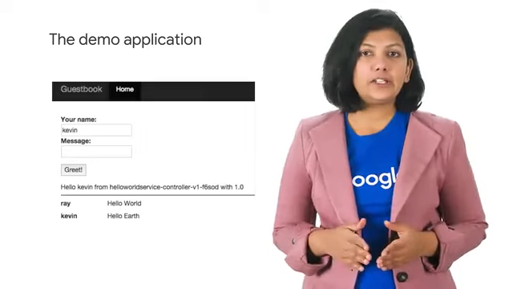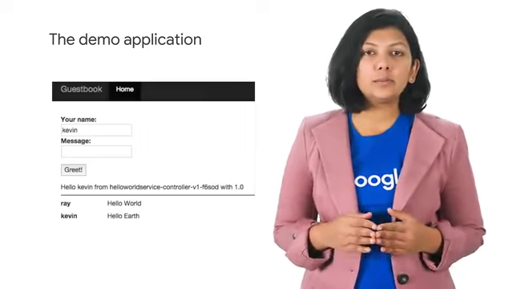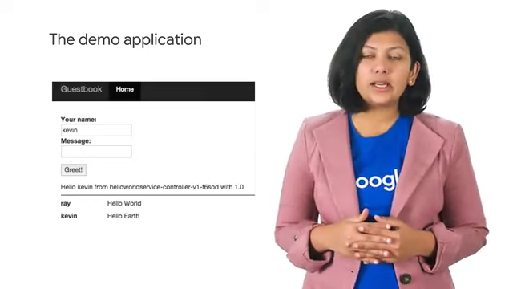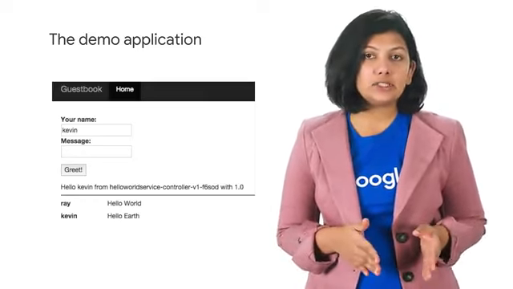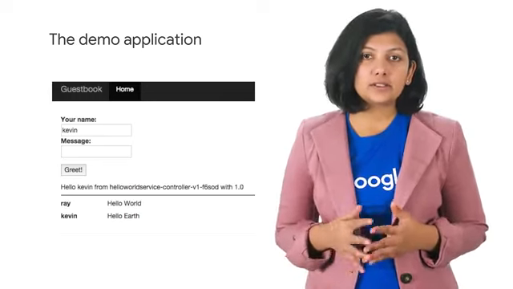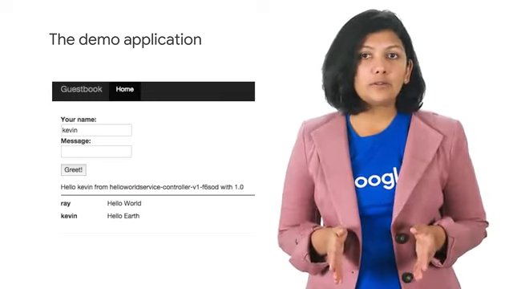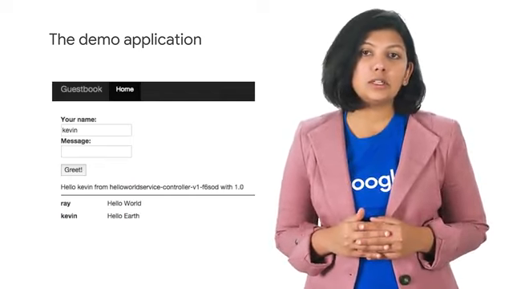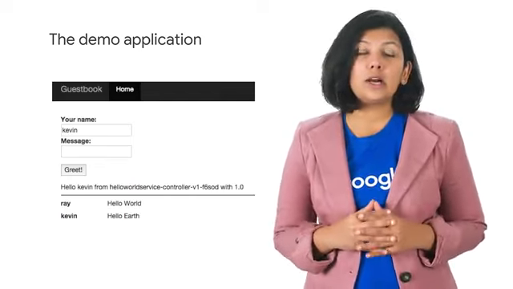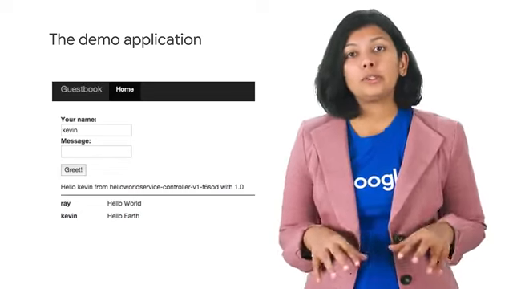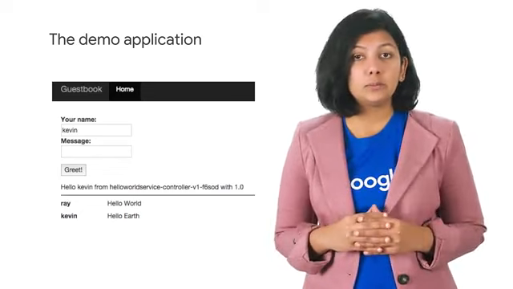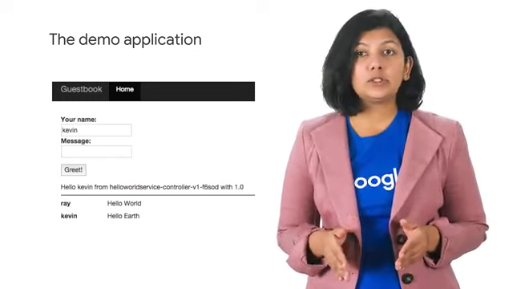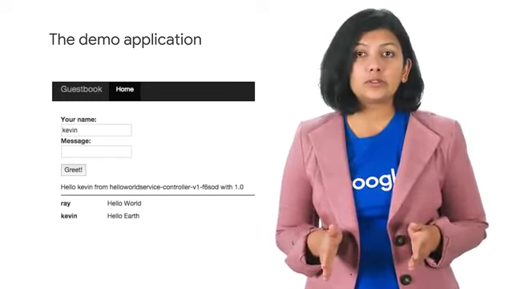The demo application used in this course is composed of two separate microservices-style component applications, the Guestbook front-end application and the Guestbook backend service. With the initial default configuration, the two components communicate through the localhost network, assuming that they're both running on the same host. Both components are written in Java with Spring Boot. The initial configuration of the components does not integrate with any Google or other cloud services.